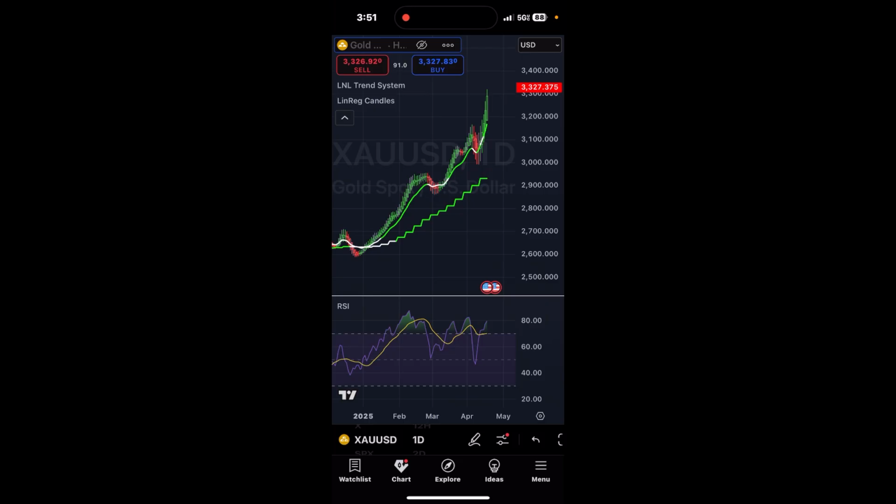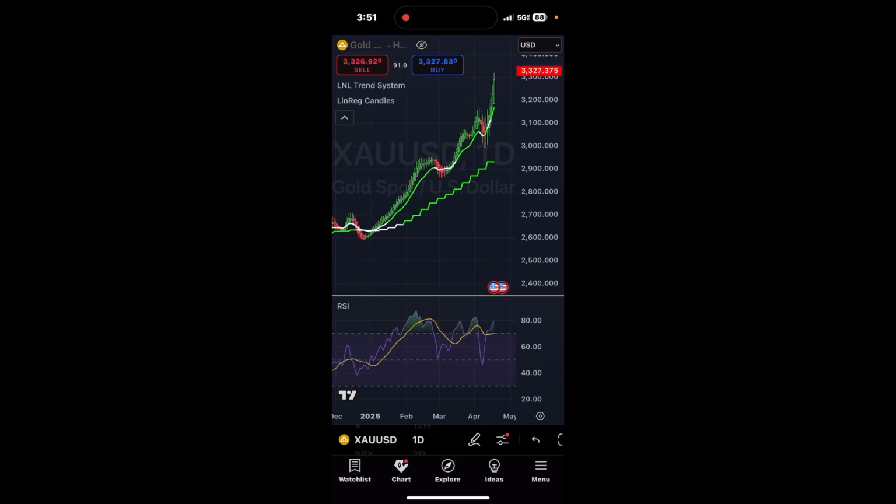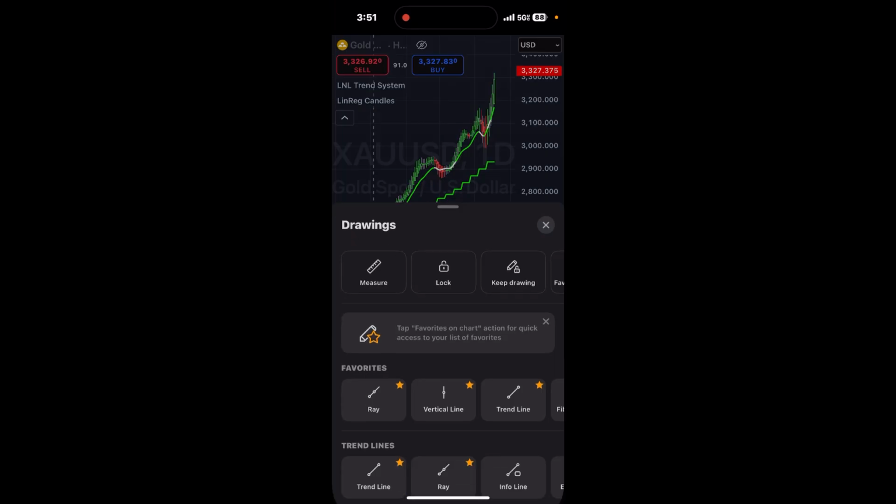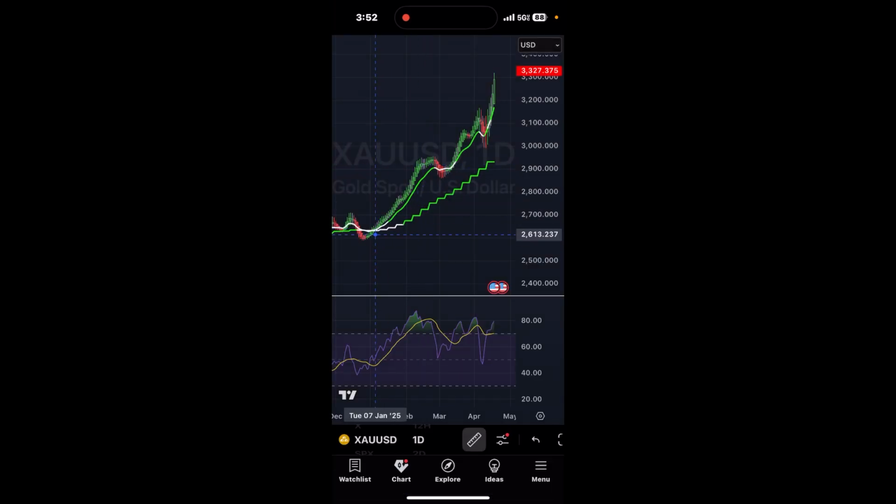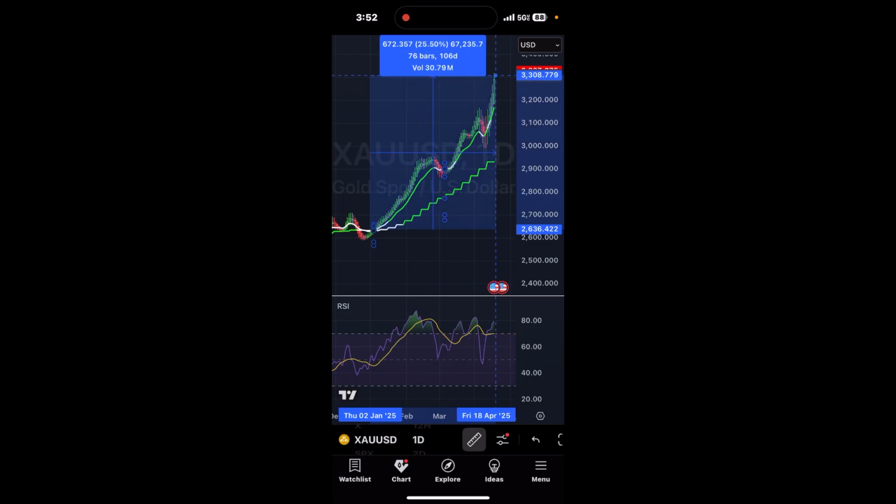So basically, we want to look at a longer time frame, and what we want to focus on is the last time the LNL trend system lines have crossed. I recommend starting with the day and going down. If we look at gold right here, the last time that it crossed was right here. If you had entered at this point, from when the lines cross, today you would have some pretty good profit here.